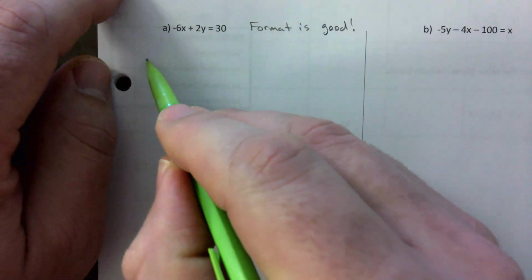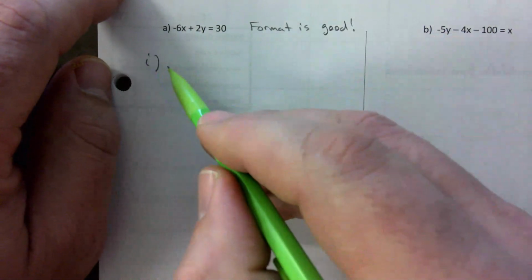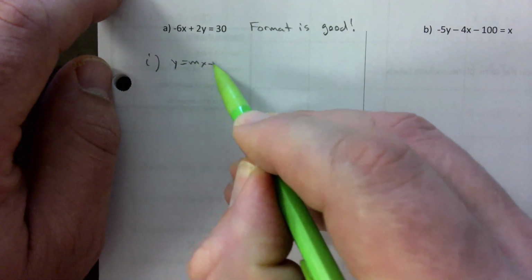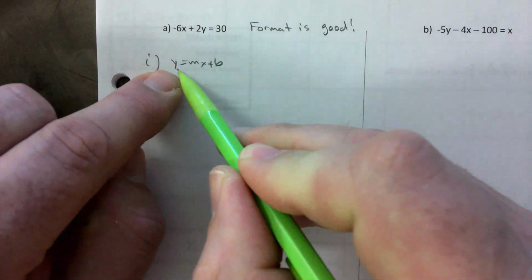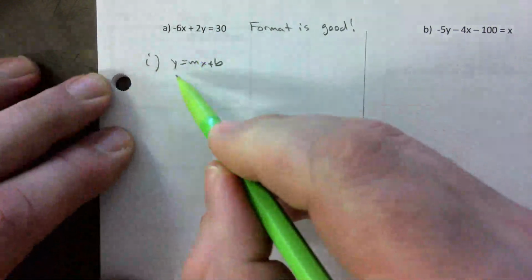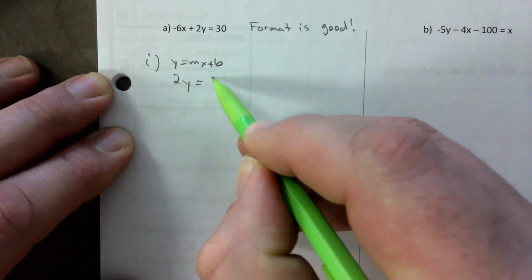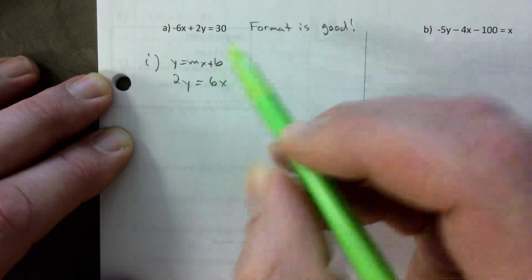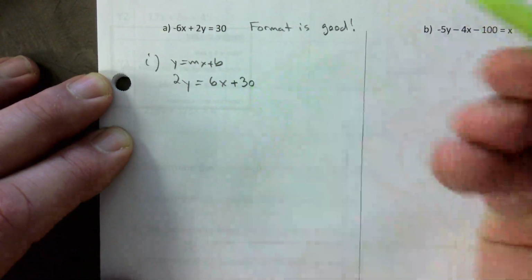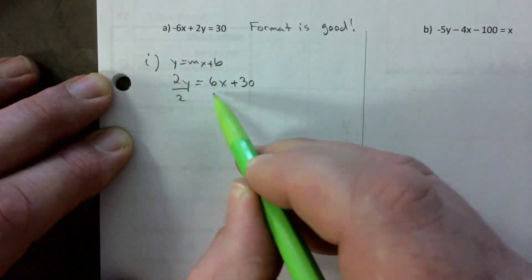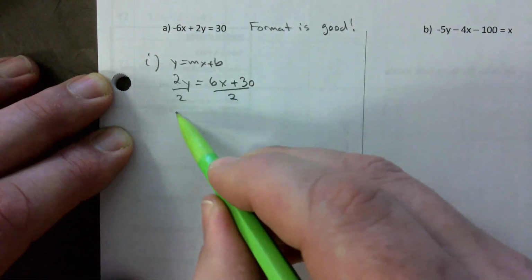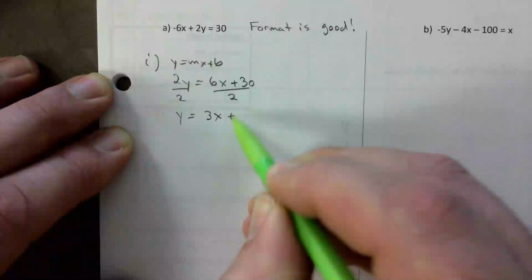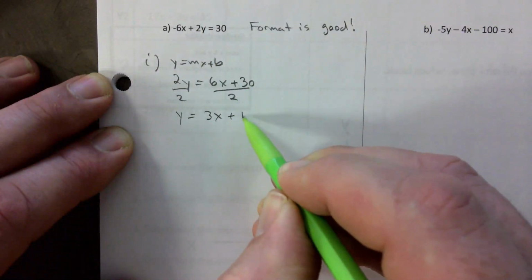I is rewrite. And by that I mean making it look like this. Basically the main idea is leave y isolated. So we're going to go 2y is equal to 6x plus, because the 6x comes over the equal sign positive, and then it's plus 30. Then we divide both sides by 2, and we're left with y is equal to 3x plus 15.